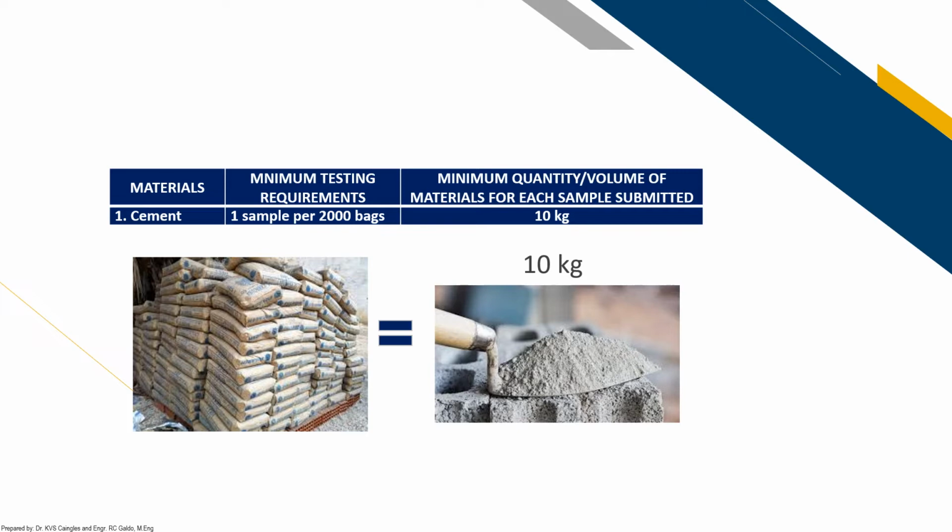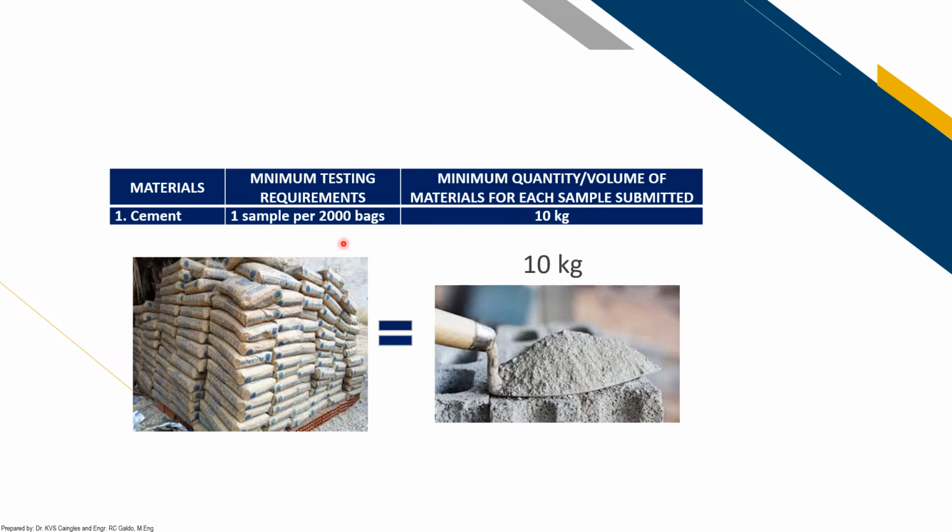Okay, so first, we have a table here. We have a column for materials, the minimum testing requirements, and a column for the minimum quantity or volume of material for each sample to be submitted for testing. The first material is cement. The minimum testing requirement is 1 sample per 2,000 bags. So every 2,000 bags, you have to obtain 1 sample, and 1 sample corresponds to 10 kilograms.